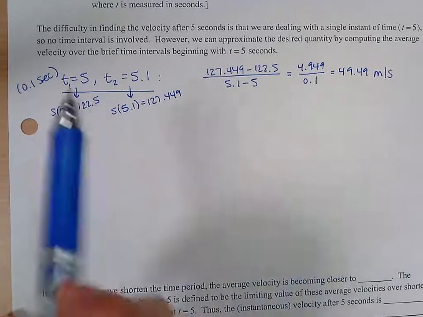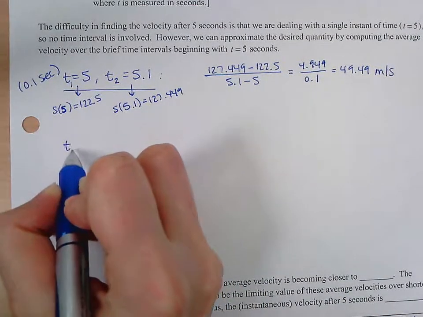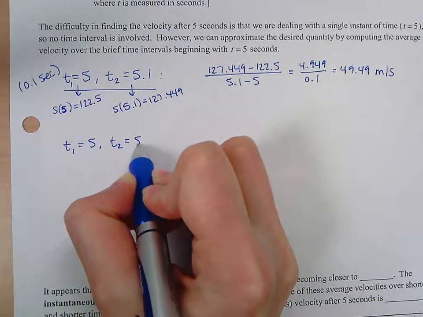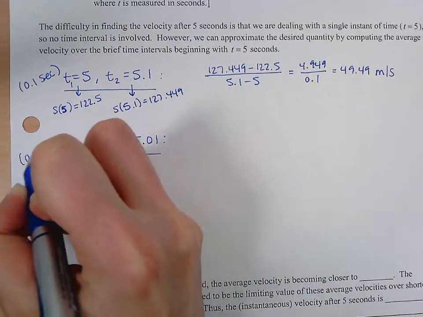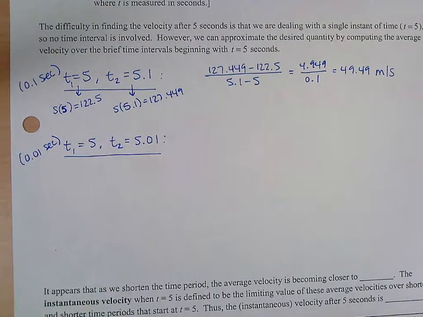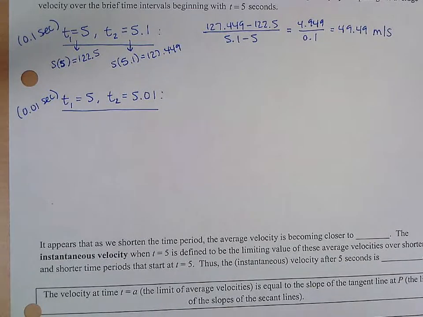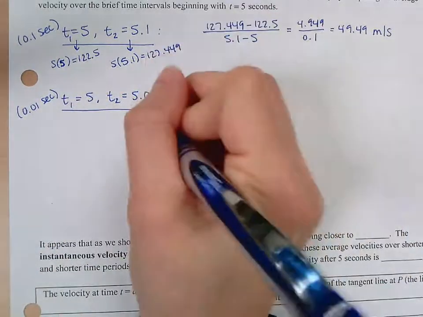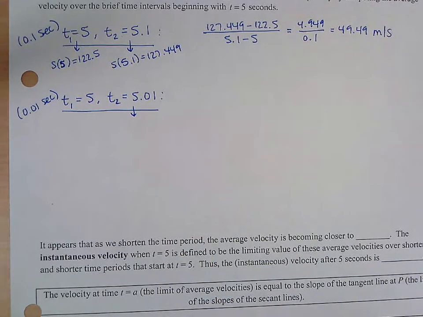Now that was a 1/10 of a second. I'm going to shorten that to be 100th of a second. So I'll say t sub 1 is 5, but now I'm going to use t sub 2 to be 5.01. So I'm shortening my time interval to be 100th of a second. And I'm going to do the same thing, calculate the average velocity for that time interval. I already know my displacement or position at 5, so I need to substitute in 5.01 into the function to find that position.